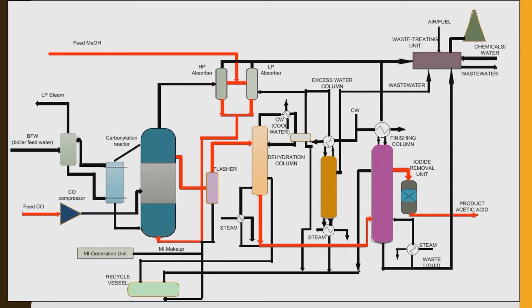Now the overhead stream is condensed and passed to the dehydration column receiver. In the receiver, uncondensed volatile materials consisting mainly of carbon monoxide with minor amounts of vaporized methyl iodide are sent to the LP absorber for recovery and to prevent yield loss. A part of the condensed liquid is sent to the excess water column. The remainder of this stream is returned to the carbonylation reactor.